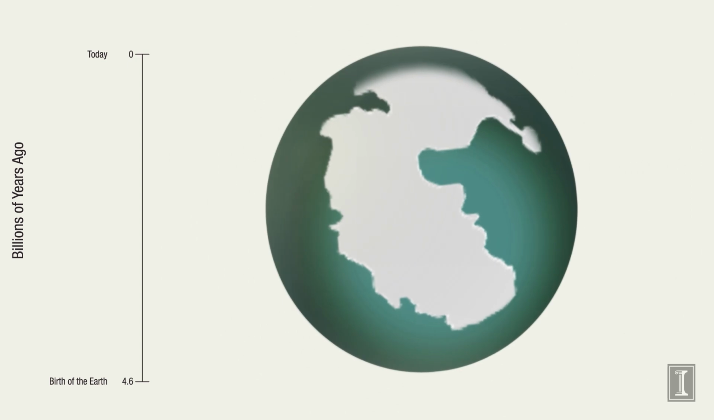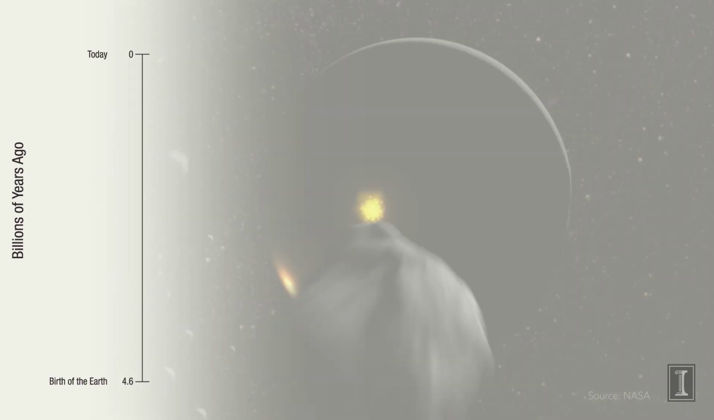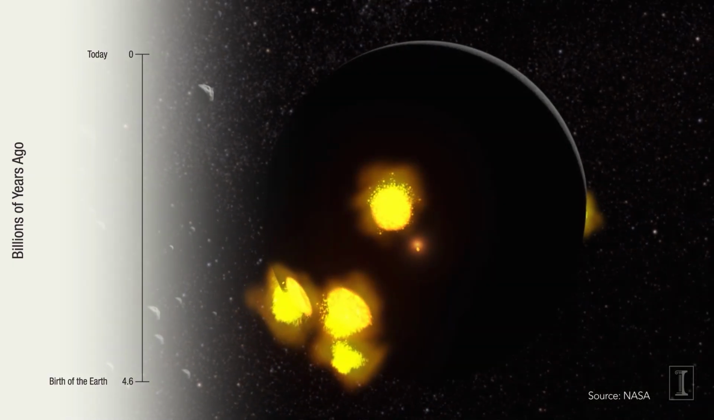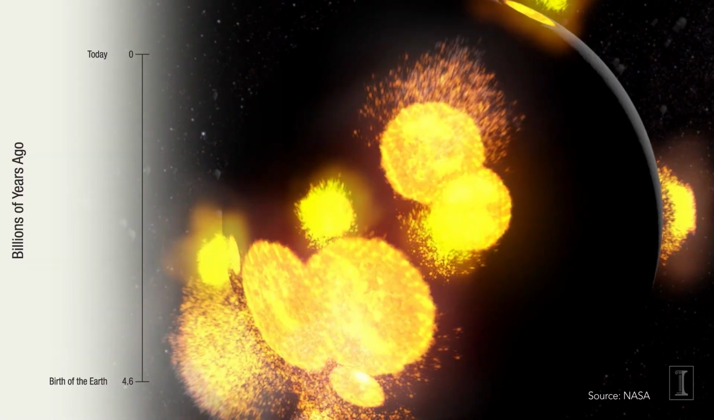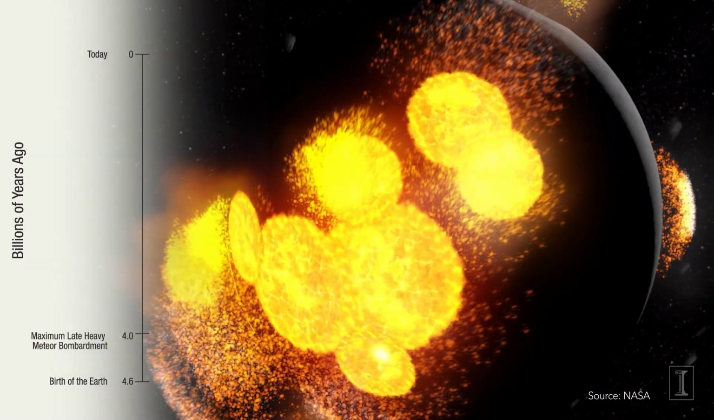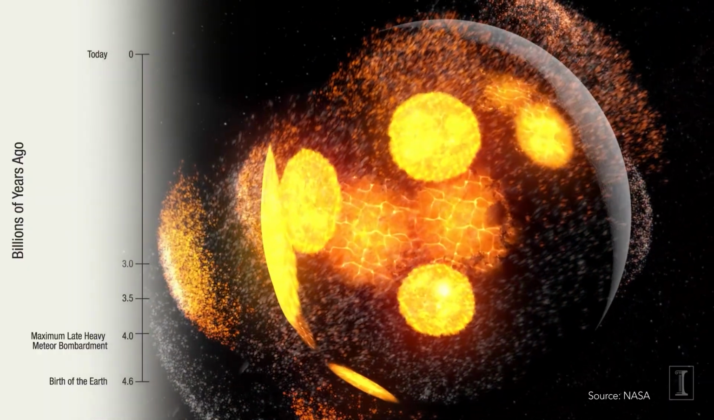Earth itself was born at about 4.6 billion years ago. And following that, there are a series of events like the formation of the moon, but also there was an event called the maximum late heavy bombardment. And that event was where meteors hit the Earth at very high frequency. That reached a maximum about 4 billion years ago, and then it dropped off and more or less ended at about 3.5 to 3 billion years ago.